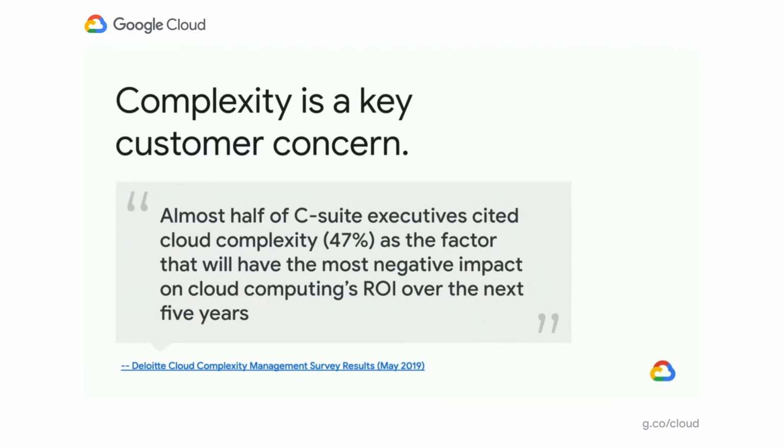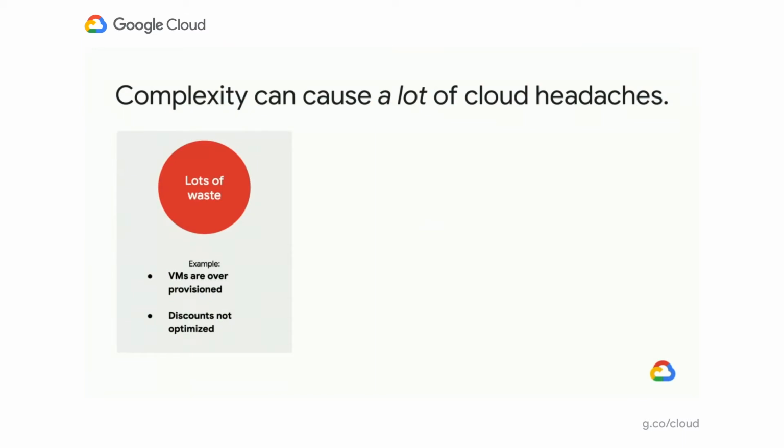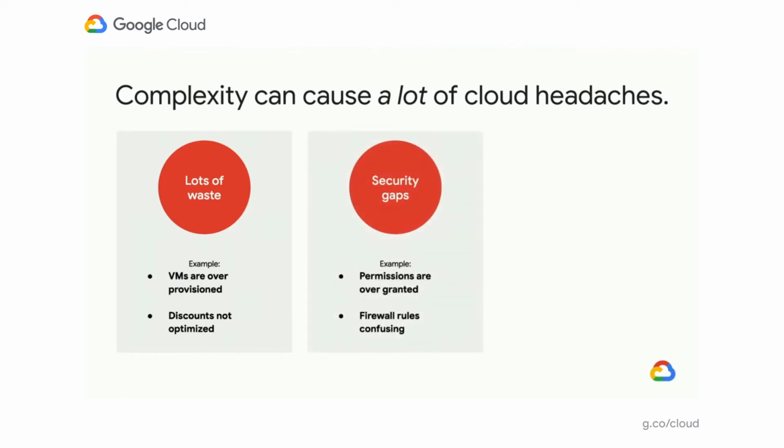In fact, in some cases, complexity can make the cost of administration and maintenance outweigh the costs of software and hardware, which isn't what most people are looking to get from cloud. When we dig into the effects of the complexity, we see a few buckets. First, the complexity can cause waste. So things like VMs can be over provisioned, discounts aren't optimized, and all of this leads to unnecessary cost.